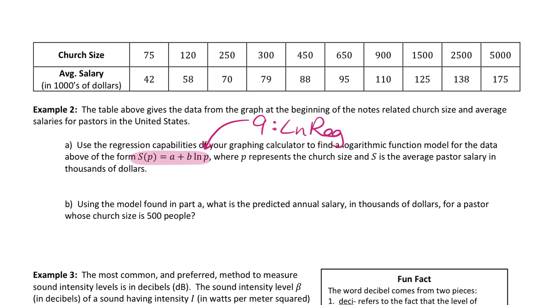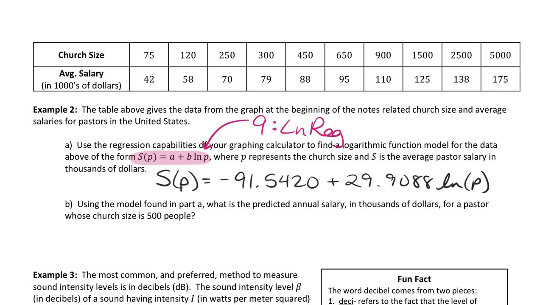Let's already start. So go ahead with your calculator. I want you to go to stat edit. I want you to put in all of that data. Yes, every point is important. We're wanting to make our data accurate. Okay, those of you who have finished, let's check our work. Those of you who are still typing, keep typing away. We should get S of P equal to negative 91.5420 plus 29.9088 times the natural log of P. It's salary for people.